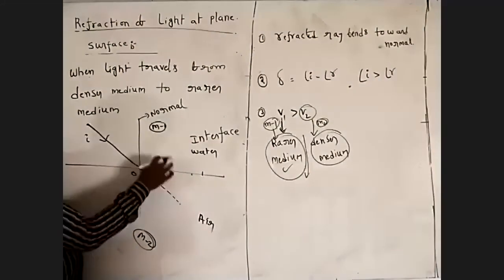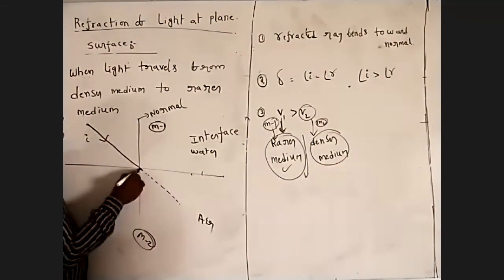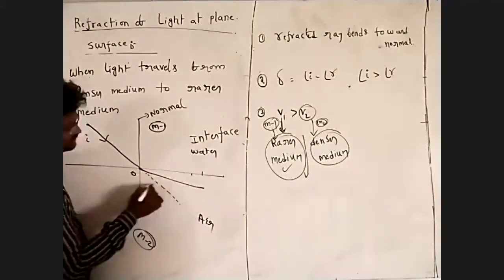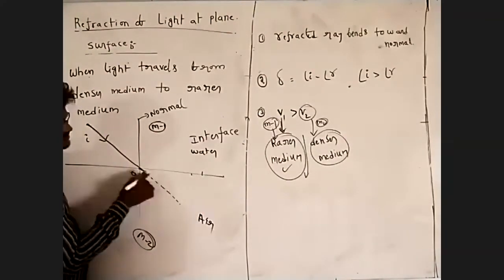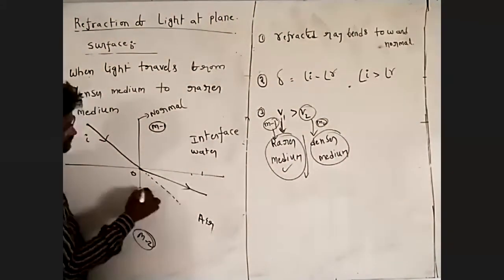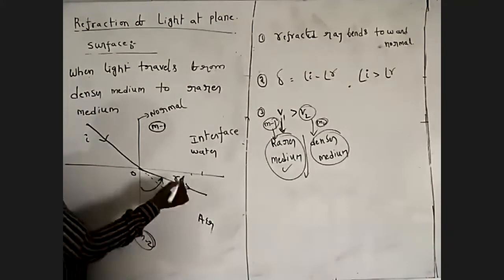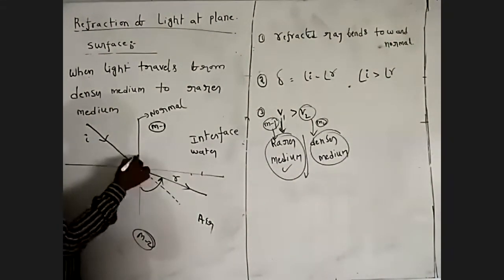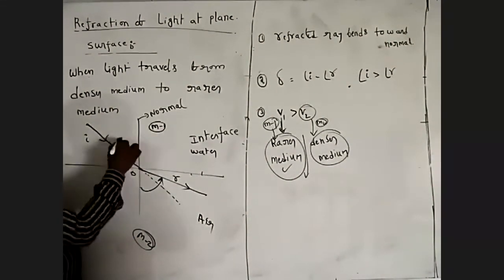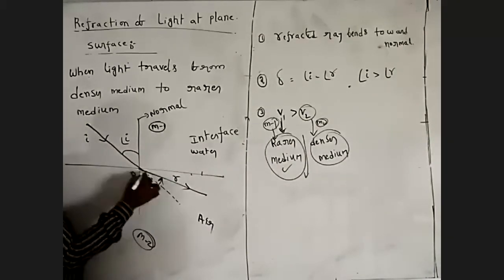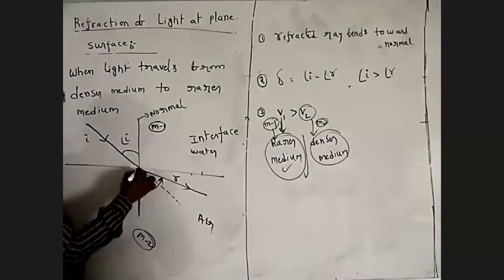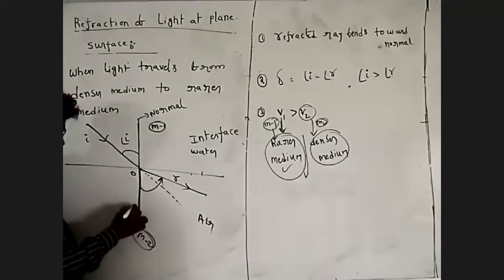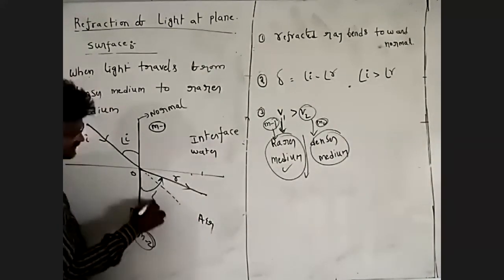But if both mediums are different, the light ray bends away from the normal. This is the refracted ray. This is the incident ray, I. The angle between I and the normal is the angle of incidence. This is the normal, and this is the refracted ray.